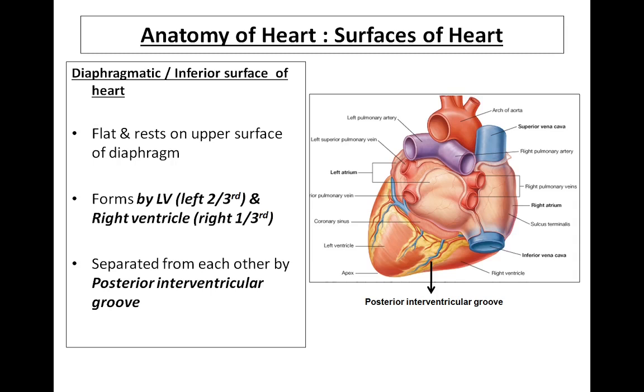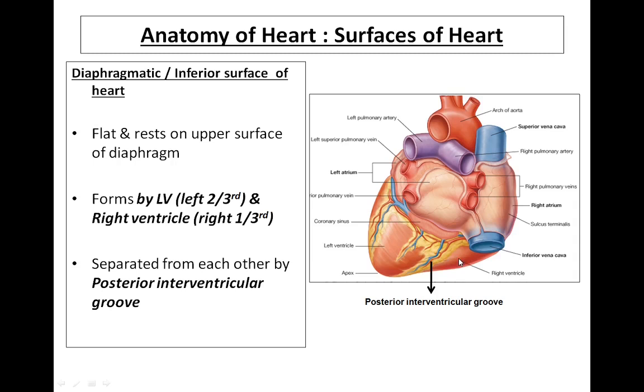The heart is tilted slightly upwards. That is why we can see the inferior surface, which is related to the diaphragm. That is why it is also known as the diaphragmatic surface. So it is flat and rests on the upper surface of the diaphragm. It is formed by, see here, this is our left side because this is the left atrium. So this is our left ventricle. So it is formed by your left ventricle, the left 2/3 by the left ventricle and the right 1/3 by part of the right ventricle.